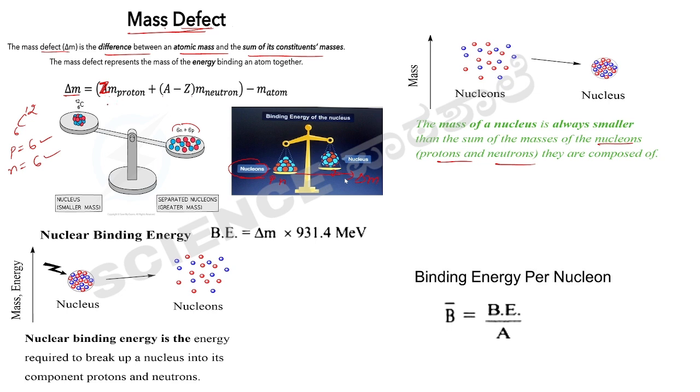There is an important formula for this mass defect, I'll write it here again: delta M is equal to Z mass of proton plus (A minus Z) mass of neutron minus M. Clear? See here, what is Z? Atomic number. What is A? Mass number.